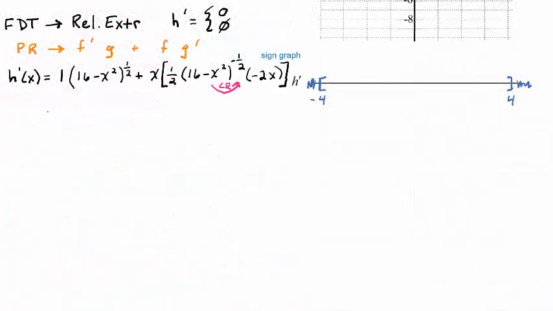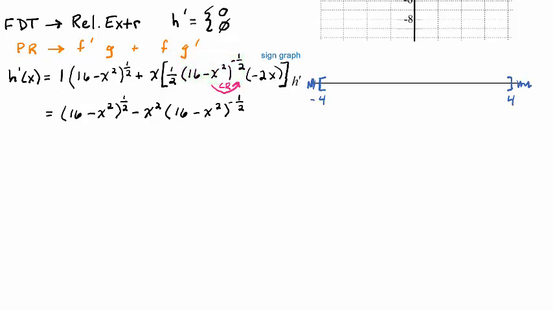So let's clean up this derivative. We will have the quantity 16 minus x squared to the 1/2. And then from this term, we will have a minus sign, and we have this 2 times the 1/2, so those will cancel, and the x times the x gives us an x squared out front, and then we would have 16 minus x squared to the negative 1/2.